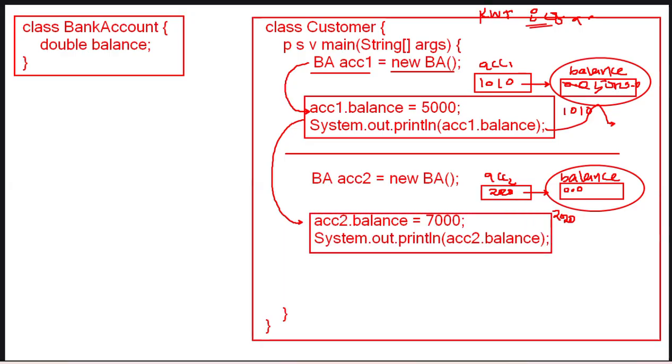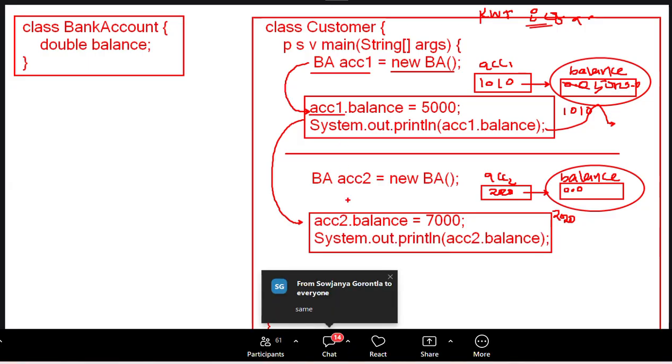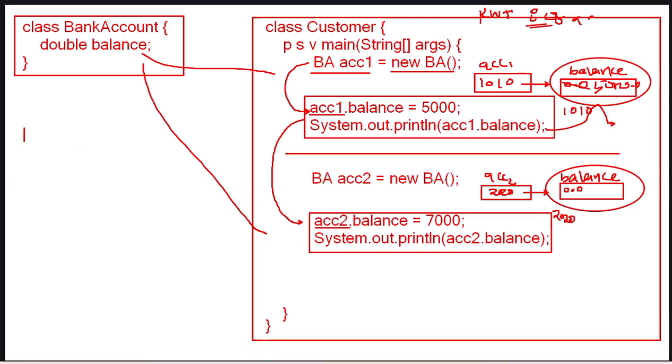Please, everyone, tell me now. Have you written different logic or the same logic? Same logic. But what did you change here? Only the object you have changed. But the logic is what? Same. Tell me, if I provide direct access to this field to the user class, what is the problem?